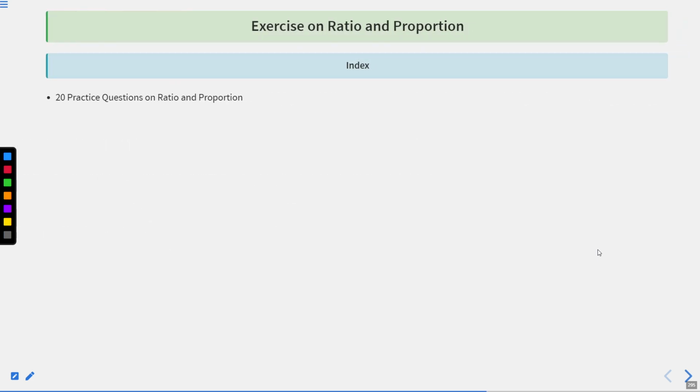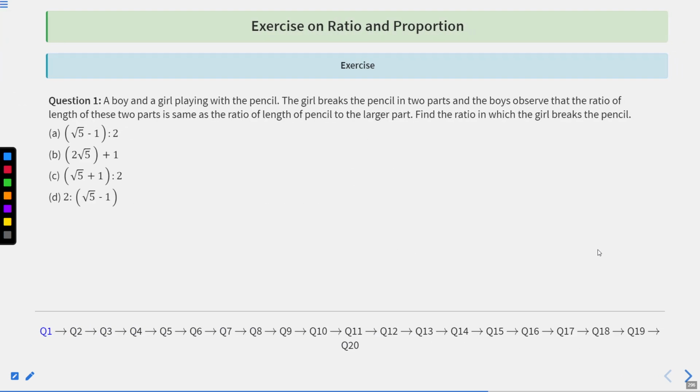So in this lecture, we are going to solve 20 questions on ratio and proportion. So let us begin with the first question.